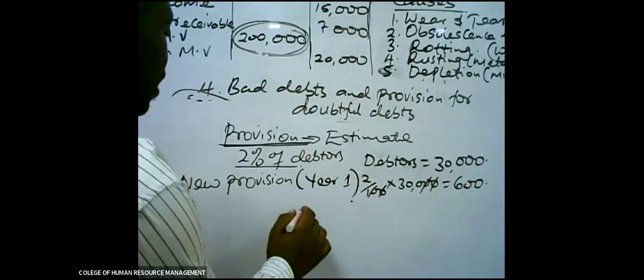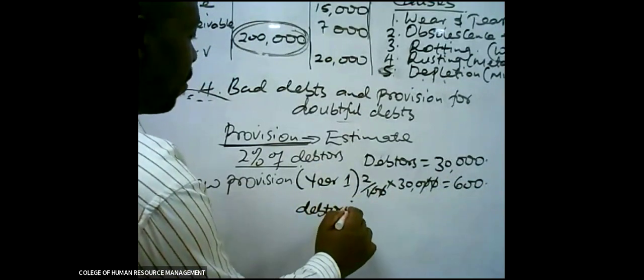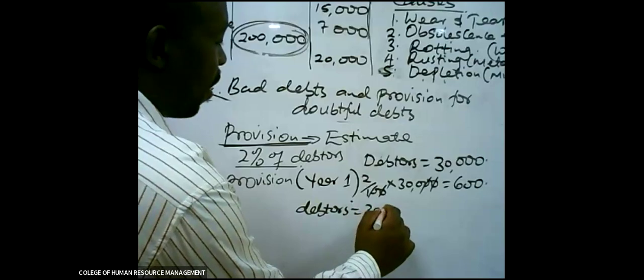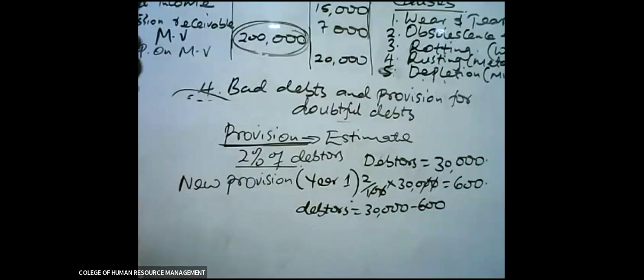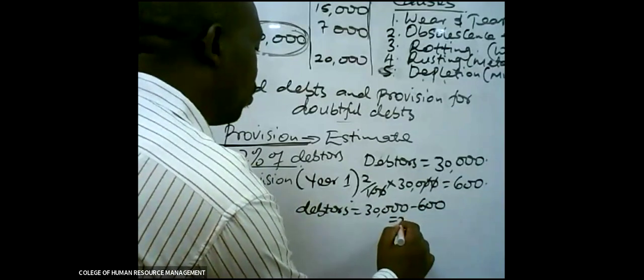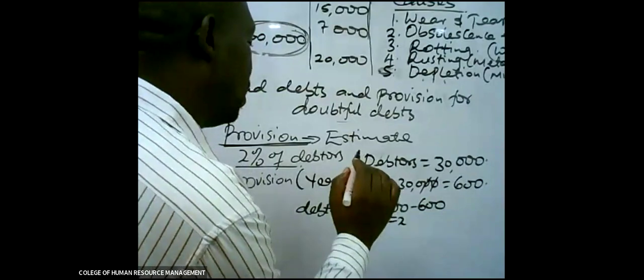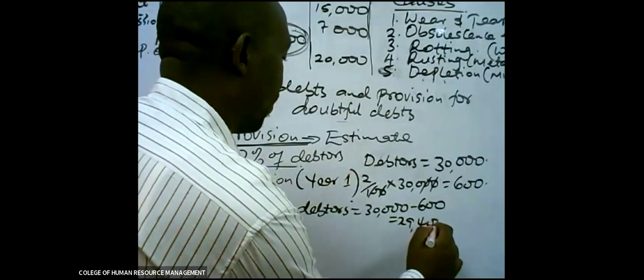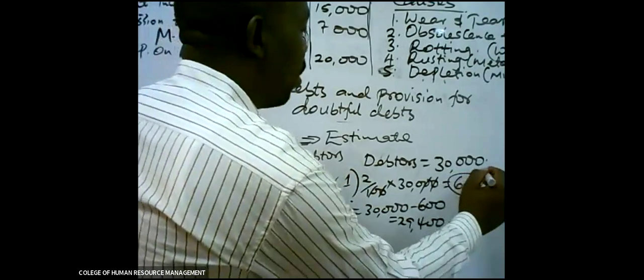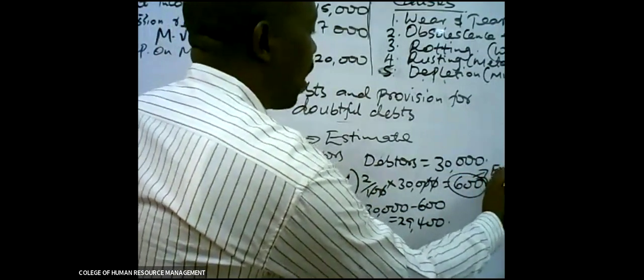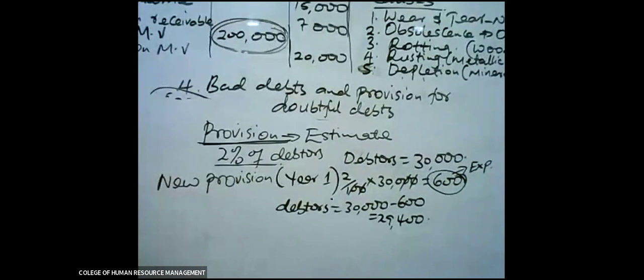So in that year, what you will record as debtors will be the 30,000 that you are expecting minus 600 that is doubtful. You are going to only record 29,400. That is year 1. And then the whole of this 600, you deal with it as an expense. So let it be among your expenses.